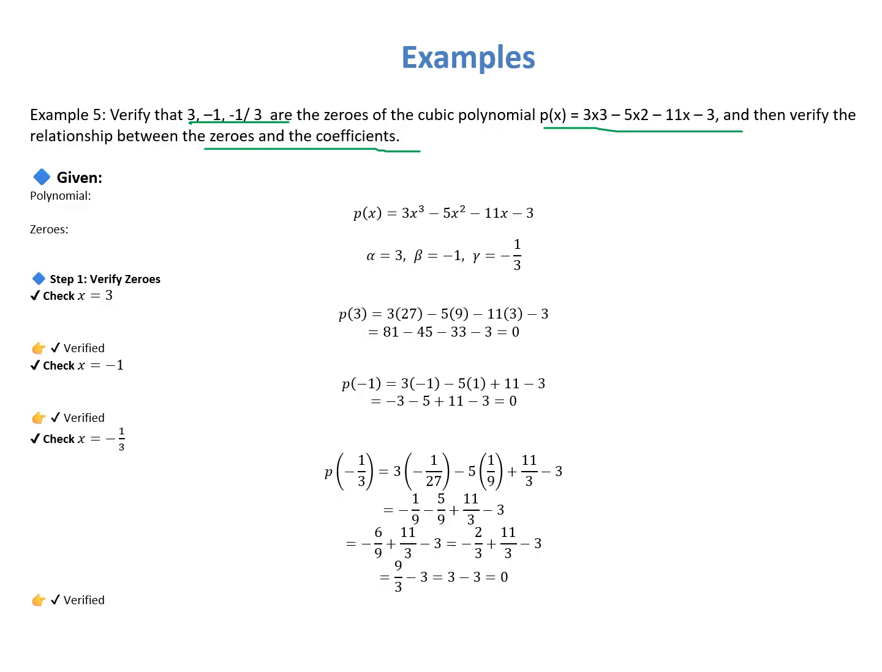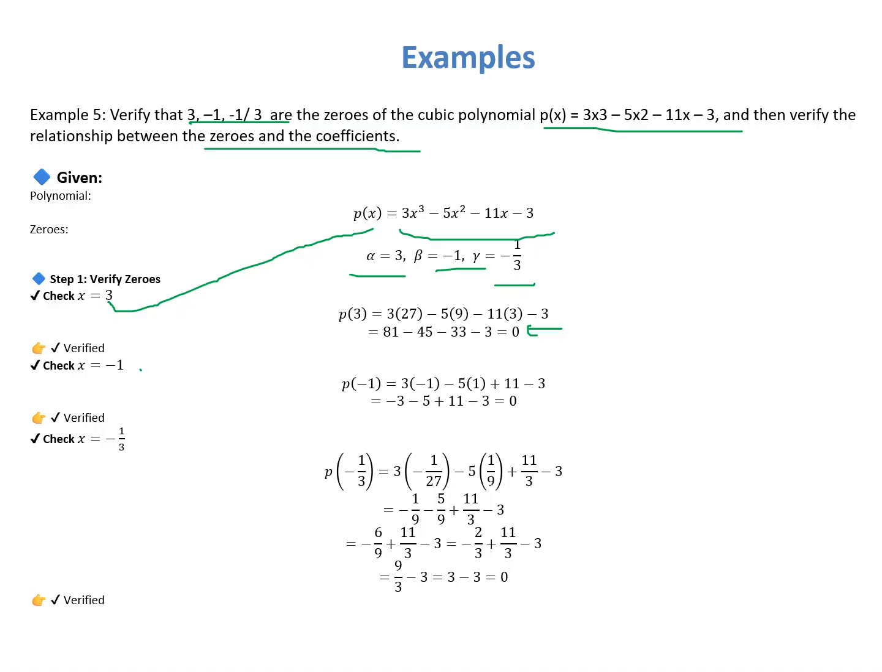So the equation given is 3x cube minus 5x square minus 11x minus 3. So alpha is given as 3, beta is given as minus 1, and gamma is given as minus 1 by 3. So what we have to do, we have to check first whether these are actually the zeros of this particular polynomial or not. So we substitute the value 3 in this equation. We get the value as 0, which means that this zero is correct.